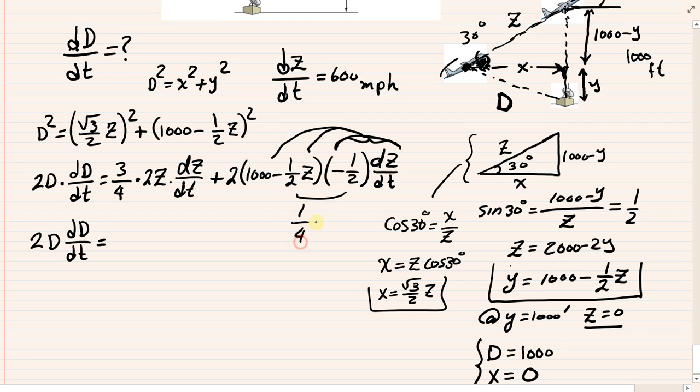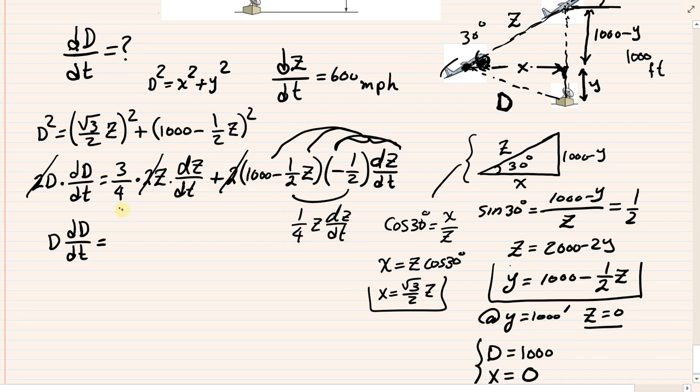This is 1/4, right? And then, actually, let's divide all the 2's out. What do you say? Yeah, we can do that. 2, 2, and 2, dividing all the 2's out. So now I have half and half makes 1/4. That's 1/4 z dz/dt.